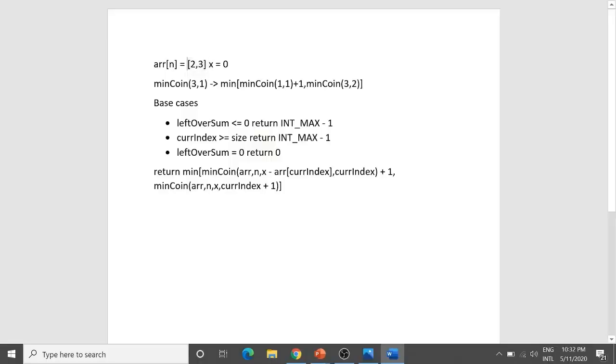Again, keep in mind that we would be recursing for min coin 2 2. What does min coin 2 2 say? Min coin 2 2 says that I am currently sitting at index 2. Starting from this index till the end of the array, what are the minimum number of coins with which I can make 2?